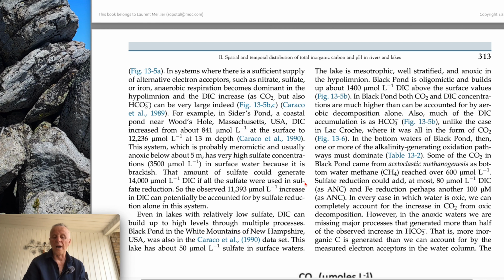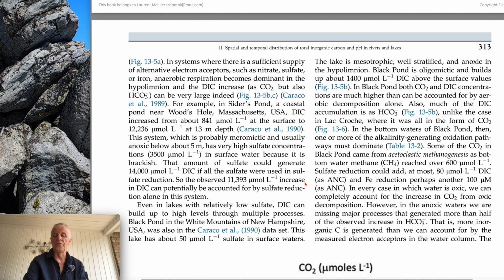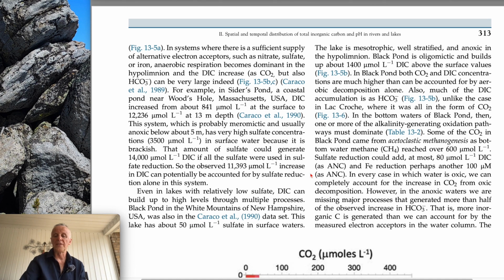Black Pond in the White Mountains of New Hampshire was also in the Caraco et al. dataset. This lake has about 50 micromoles per liter sulfate in surface water. The lake is mesotrophic, well stratified, and anoxic in the hypolimnion. Black Pond is oligomictic and builds up about 1,400 micromoles per liter.